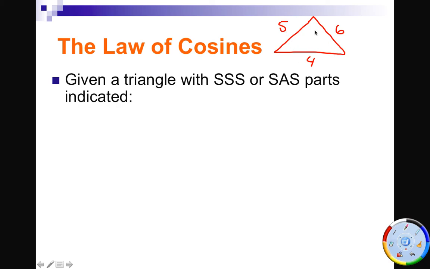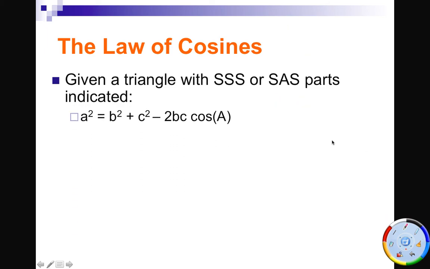And if you're given SSS, you use the law of cosines, because the law of sines wouldn't work since you're not given any of the angles. Or if you're given a triangle that looks like this, with 2 sides and the included angle, notice again the law of sines does not work. I don't have angles that are opposite these 2 sides. But the law of cosines does work for those 2 types of triangles.